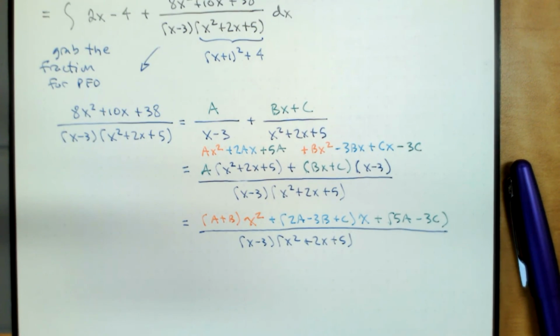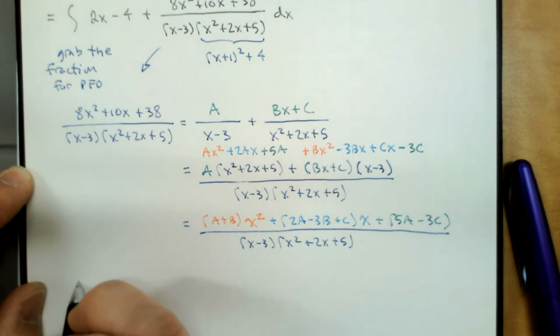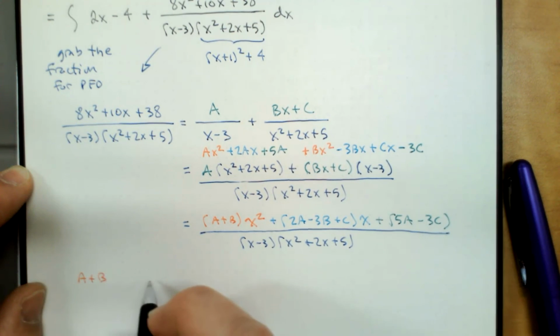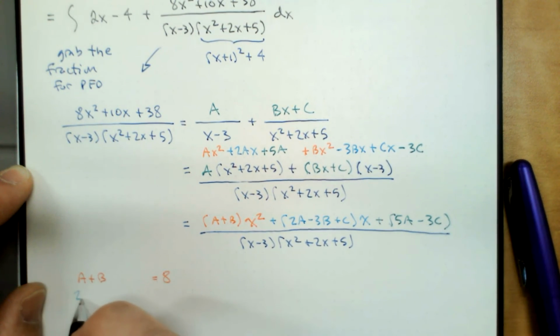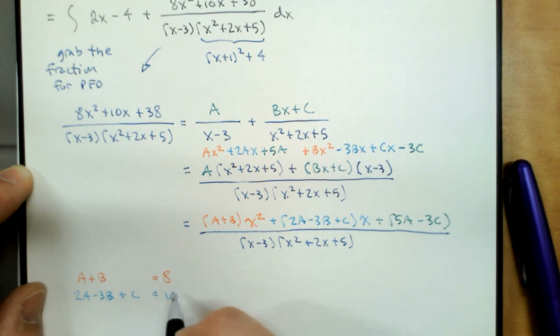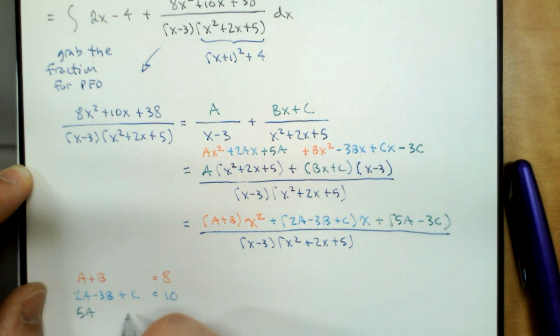Now we have a system of 3 equations with 3 unknowns, a, b, and c to solve. A plus b is equal to 8. Two a minus 3b plus c is equal to 10. And 5a minus 3c is equal to 38.